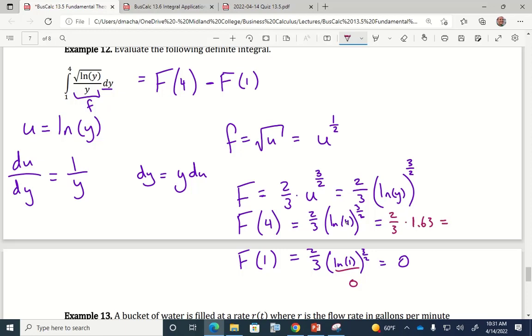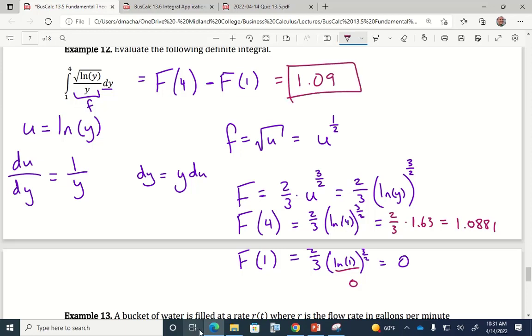Oh, I already did the whole thing. It's 1.088. Cool. So then capital F of 4 is 1.09, I guess, for 3 sig figs. And then capital F of 1 is 0, and so this whole definite integral should evaluate to 1.09. Let's see if Desmos agrees with us.